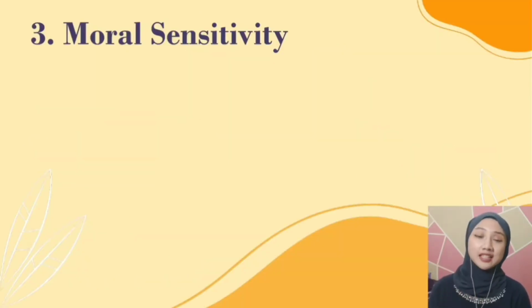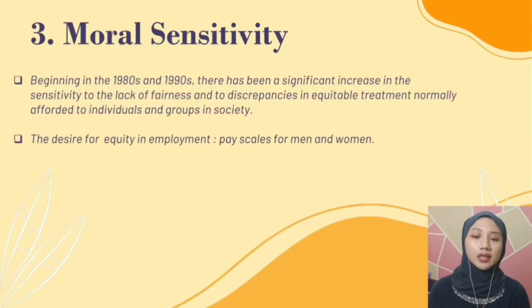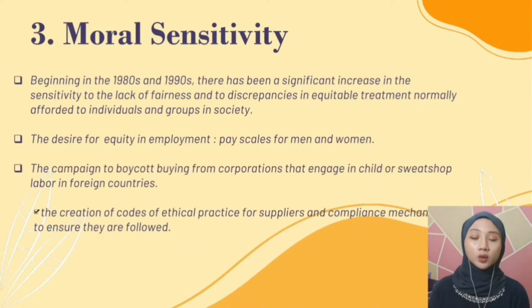The third factor is moral sensitivity. Beginning in the 1980s and 1990s, there has been a significant increase in sensitivity to the lack of fairness and discrepancy in equitable treatment normally afforded to individuals and groups in society. The desire for equity in employment, pay scales for women and men, campaigns to boycott buying from corporations that engage in child or sweatshop labor in foreign countries, such as the creation of codes of ethical practice for suppliers and compliance mechanisms to ensure they must follow.